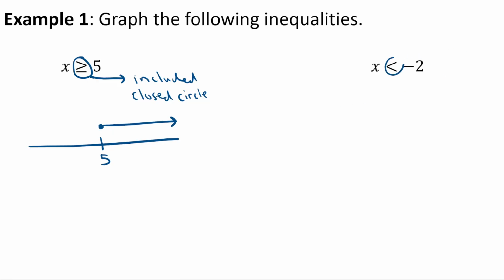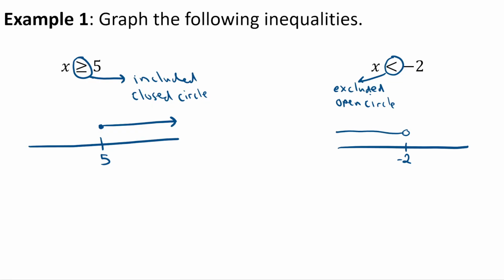Similarly, for less than, I have the symbol of excluded. That means I'm not including the 2. Oh, excluded. I can't spell right now. And it's an open circle. All right, so if I draw my number line, negative 2, open to the left. All right, let's try another set of problems right here.